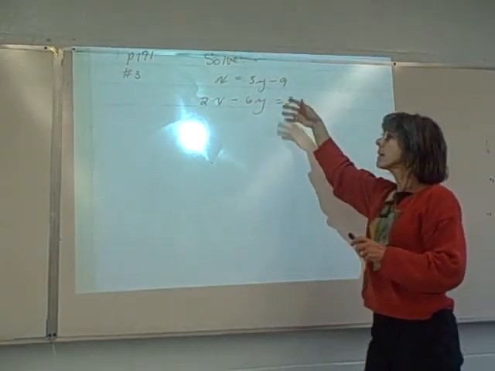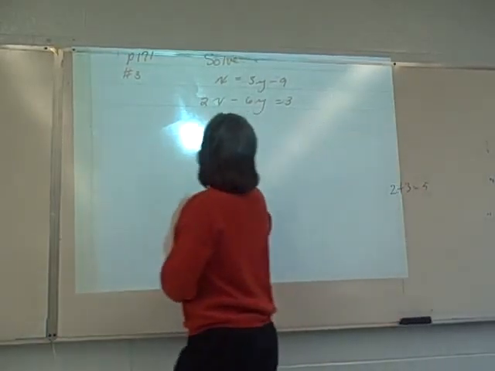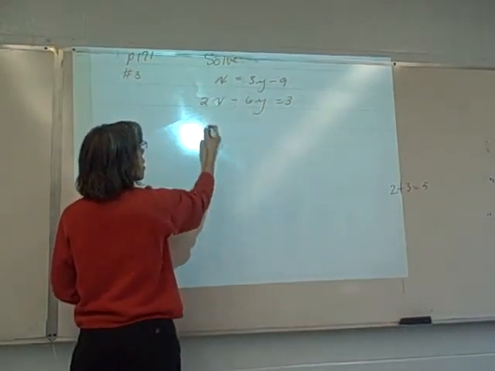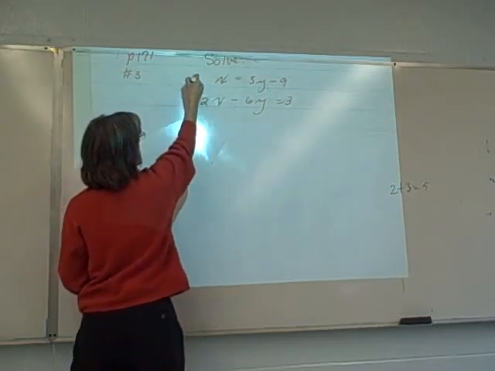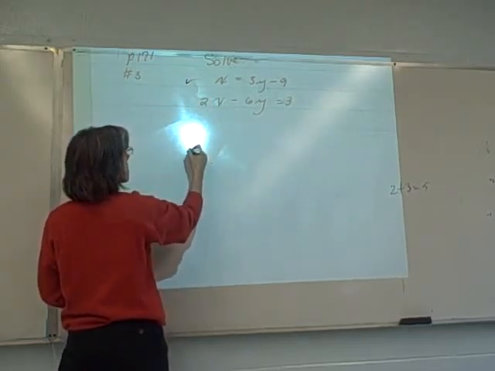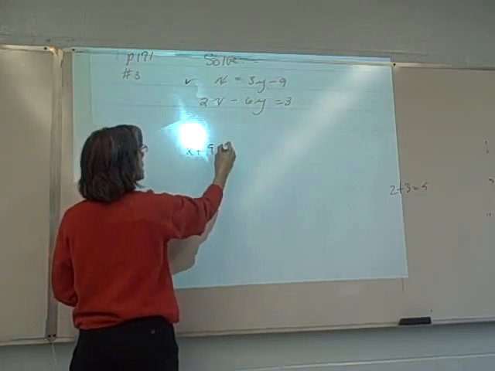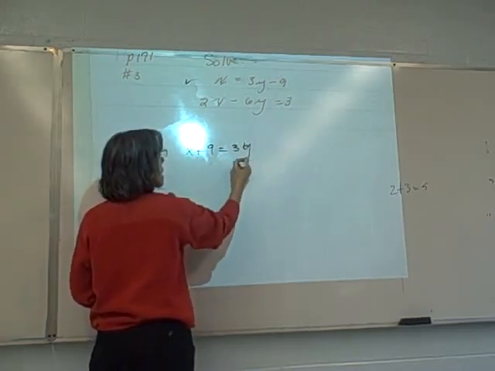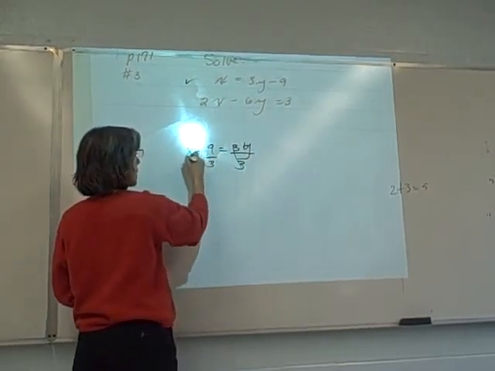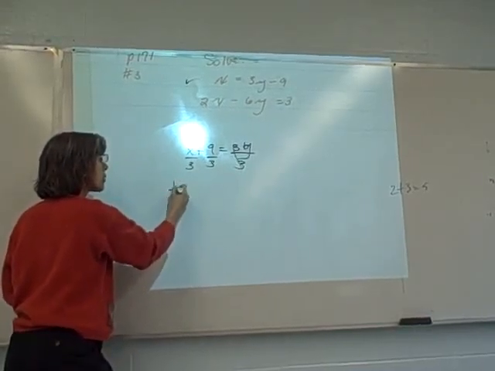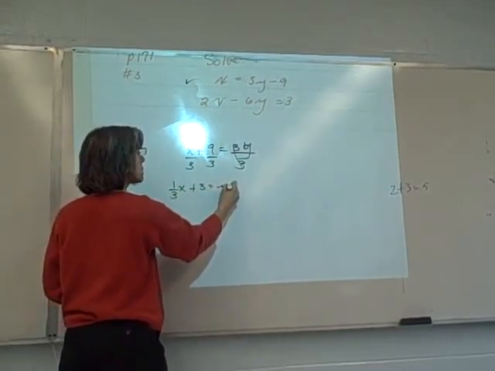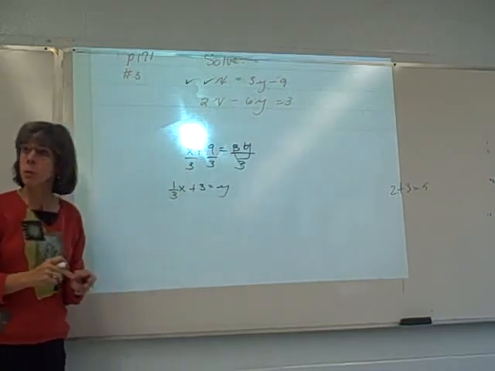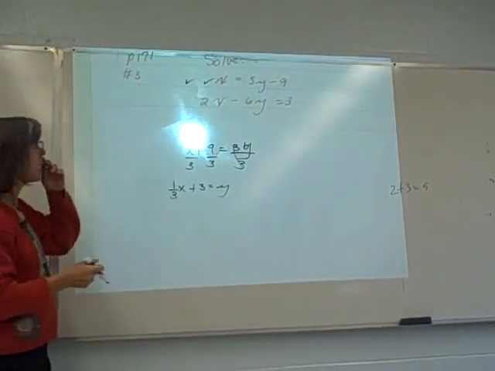So this is an oddball shape. I want to get my x over for this one. So I have x plus 9 equals 3y. So is this 1/3 x plus 3 equals y for my first equation? Okay, and then let's look at this.